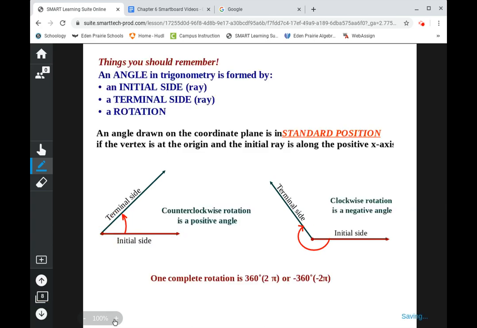Also, make sure you are clear that a complete rotation is 360 degrees all the way around the circle. Otherwise, we know it in radians as 2 pi. Obviously, if it's positive, you're going counterclockwise all the way around. If it's negative, you go clockwise all the way around.